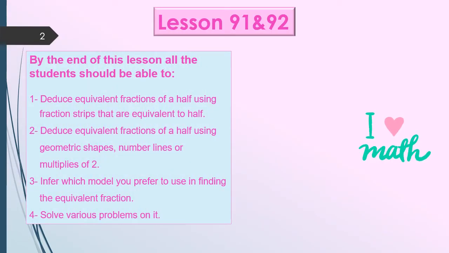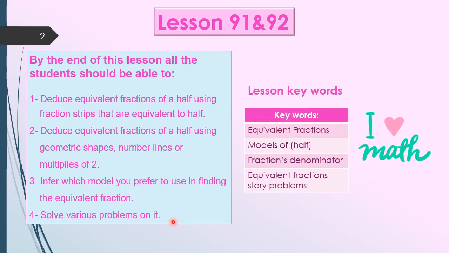Our objectives of this lesson: we will deduce equivalent fractions of a half using fraction strips that are equivalent to half. We will deduce equivalent fractions of a half using geometric shapes, number lines, or multiples of 2. We will infer which model you prefer to use in finding the equivalent fraction, and we will solve various problems on it. Our lesson keywords will be equivalent fractions, models of half, fractions denominator, and equivalent fractions story problems.